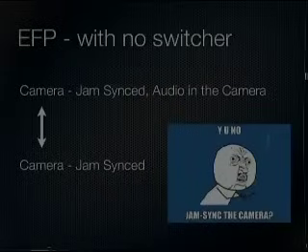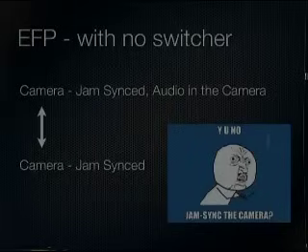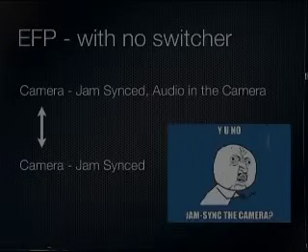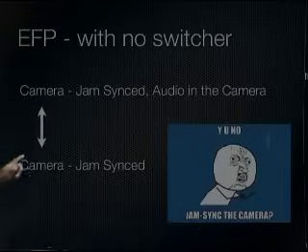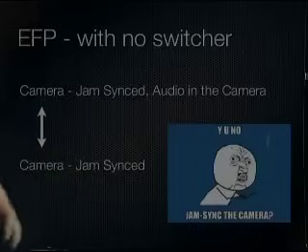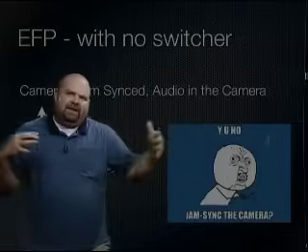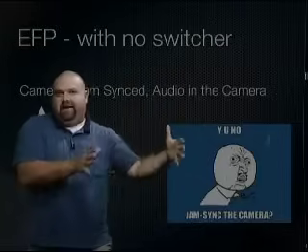Let's go ahead and look at a basic EFP system, or an electronic field production system, with no switcher. Now, you may not completely understand what a switcher is at this point, but we will talk about it in just a little bit. But this is an EFP system that does not include a switcher. You would have one or more cameras here, and then the cameras are going to be hooked up to each other. In the business, we call this being jam synced. And when I say they're hooked up together, the timing is hooked up. They have clocks that are associated with them.